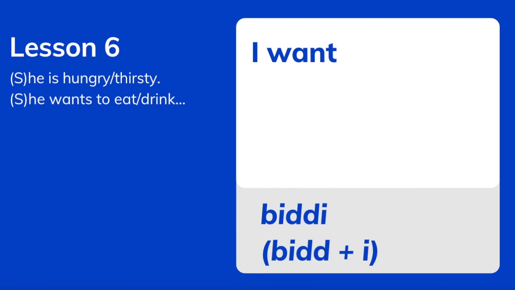Now we've learned that I want is biddi. Bid means want and the I suffix means I. So biddi means I want.